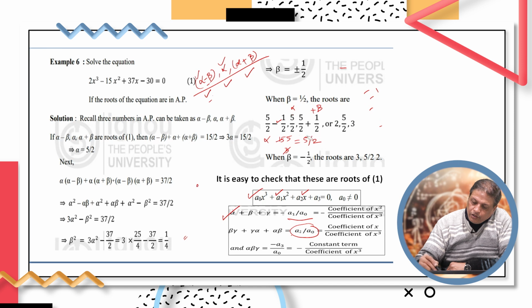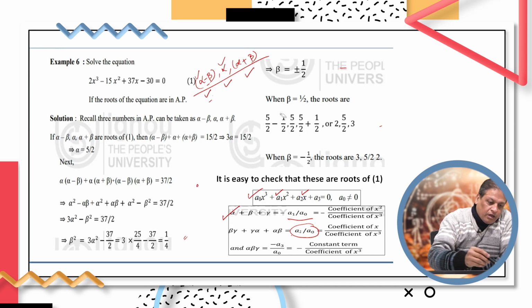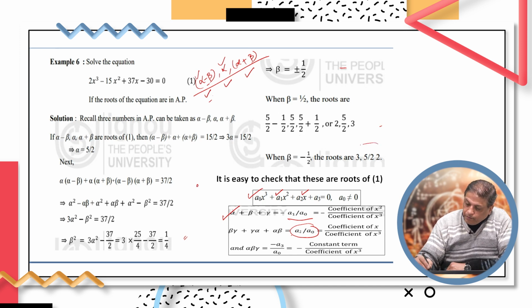So, there are 3 roots, and on the same lines, when beta is equal to minus 1 by 2, then you will see that the 3 roots, that is alpha minus beta, alpha and alpha plus beta, will be turning out to be 3, 5 by 2 and 2.